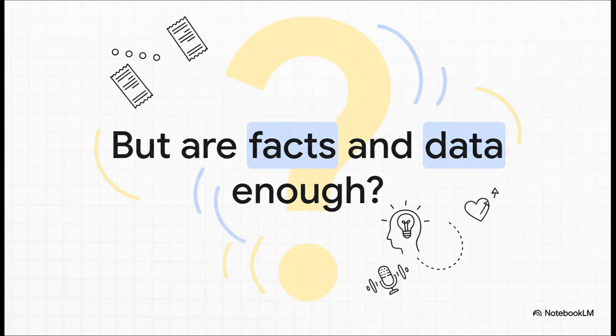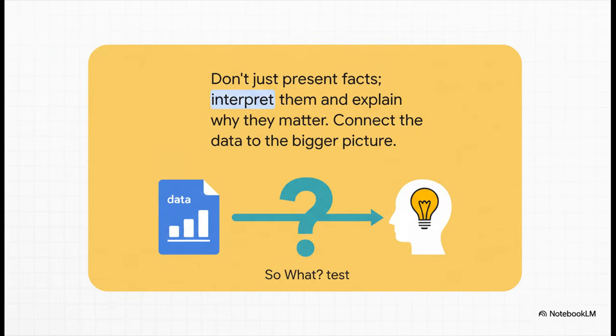Okay, so you've got your 3 points, and you've got the receipts to back each one up. You're done, right? You can just move on? Well, not quite. Just listing out facts and figures can still leave your audience feeling kind of cold. There's one more absolutely vital step. That final step is what I call the so what test. And honestly, this is what separates a good presentation from a truly great one.